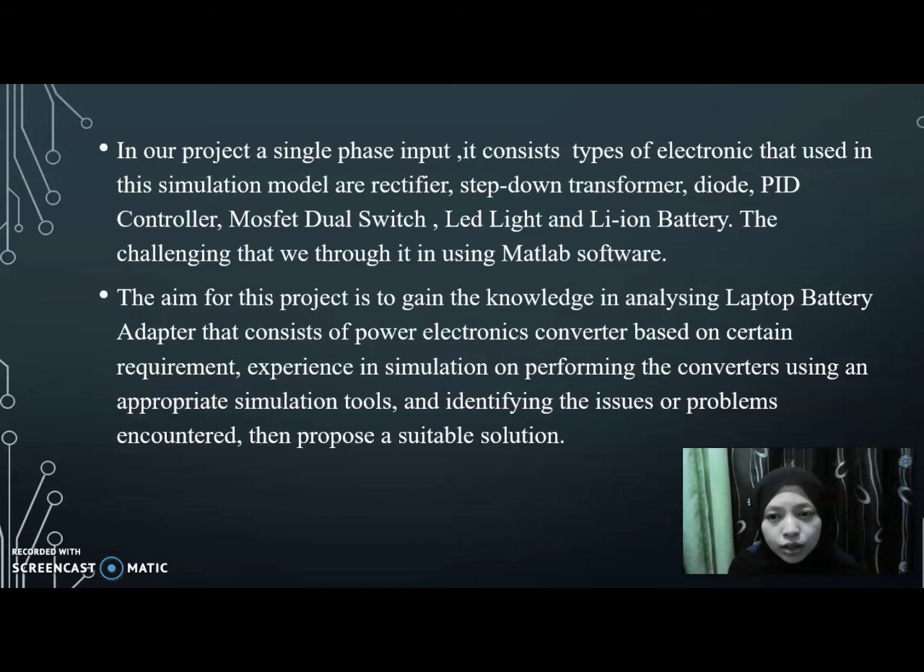And the objective, the aim of this project is to gain the knowledge in analyzing a laptop battery adapter that consists of power electronic converter based on certain requirements, experience inspiration on performing the converter using appropriate simulation tools, and identifying the issues or problems encountered, then propose a suitable solution.